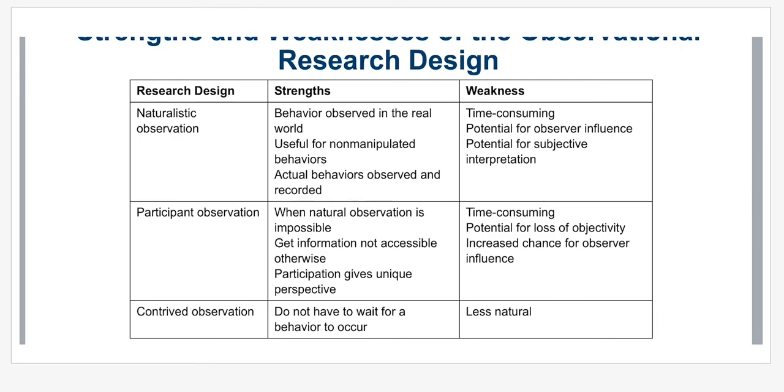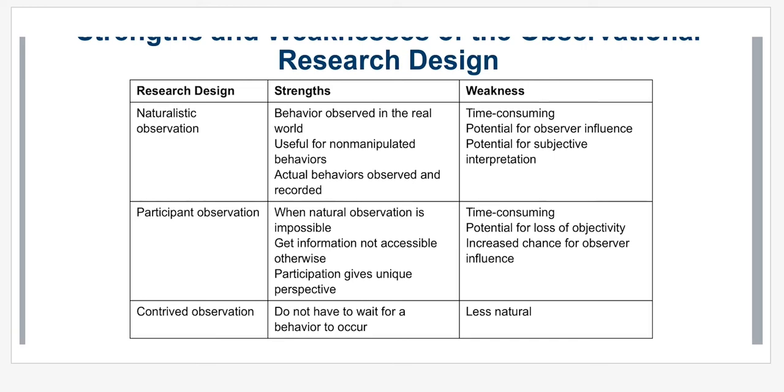naturalistic observation is great because you're able to observe real world behavior. It's more natural. It's useful for behaviors that you can't manipulate in experimental settings. The actual behaviors are recorded and observed. It's very high in internal and even external validity. But the problem is it's very time consuming because you don't know when the behaviors you're looking for are going to occur. So you could potentially be watching and observing for a long time.